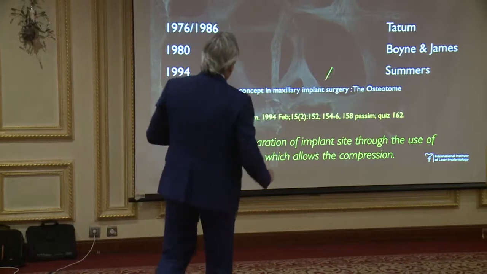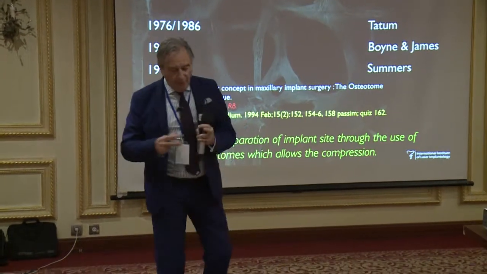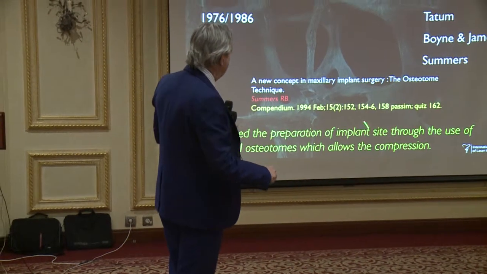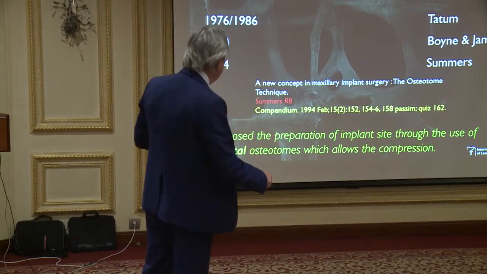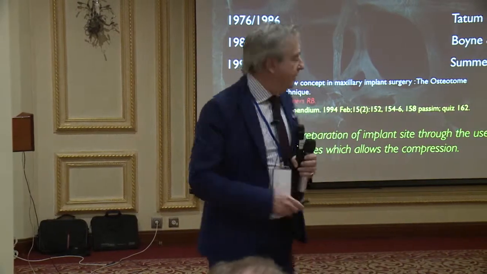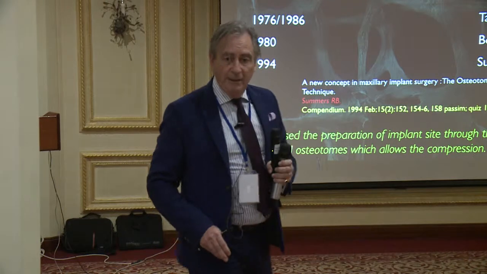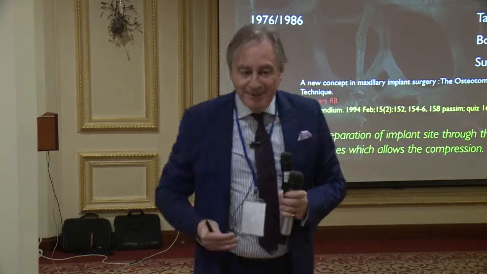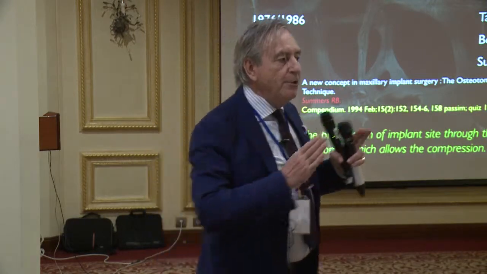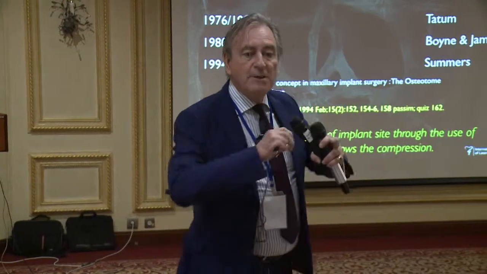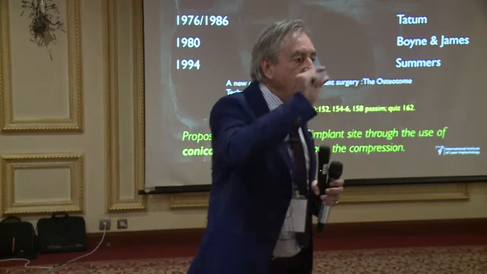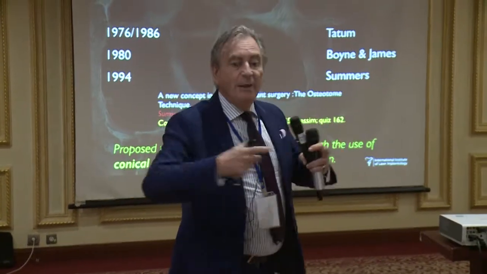Well, to come back to this bone expansion. Summers was the first one that promoted the use of conical osteotomes. Why? Because in '94, well, hundreds of years ago, but in '94, he proposed the use of conical osteotomes because he wanted to expand the bone. He wanted to spread it, not only vertically, but laterally.